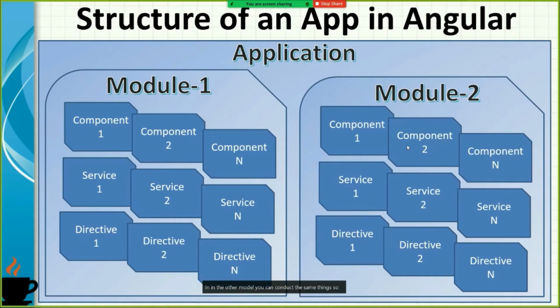In the other module, you can have the same things. So communication between components can happen inside the same module: component 1 can communicate with component 2. And communication can also happen across different modules: I can communicate one component from module 1 with another component in module 2.